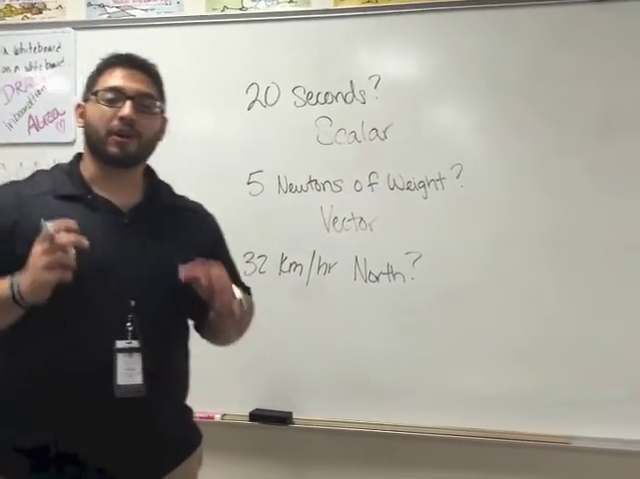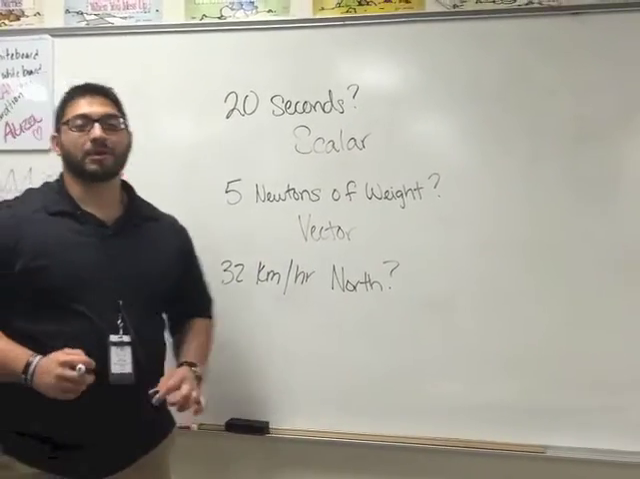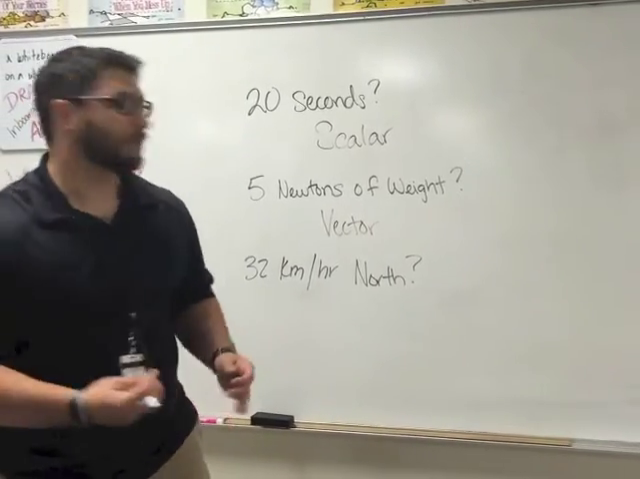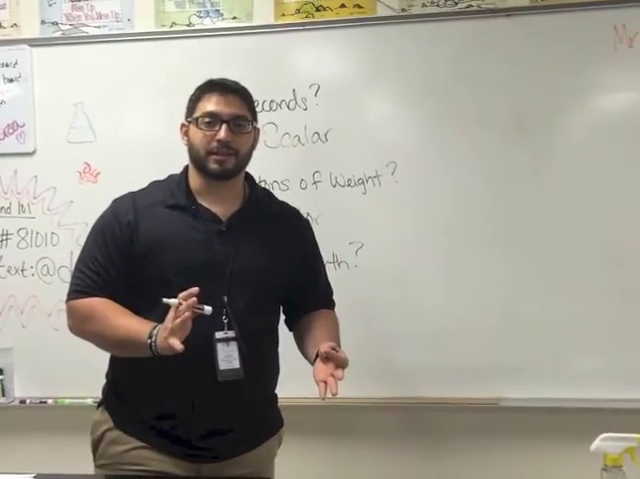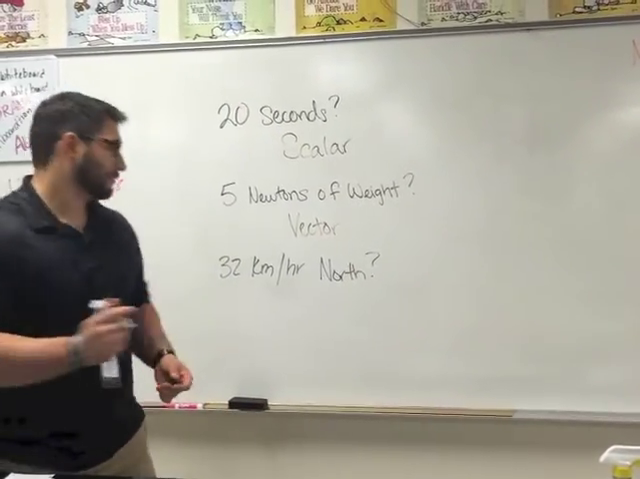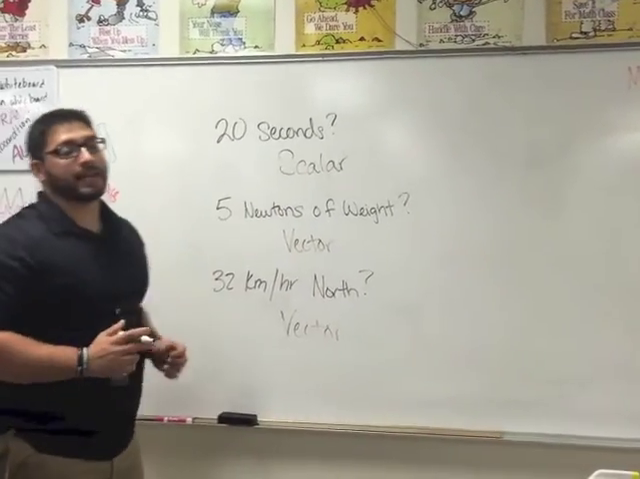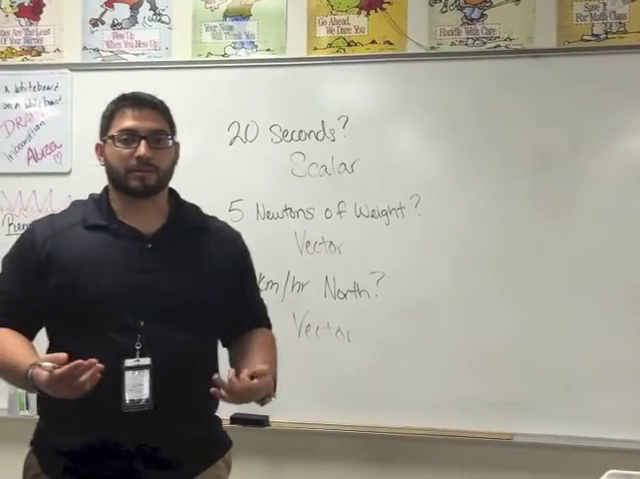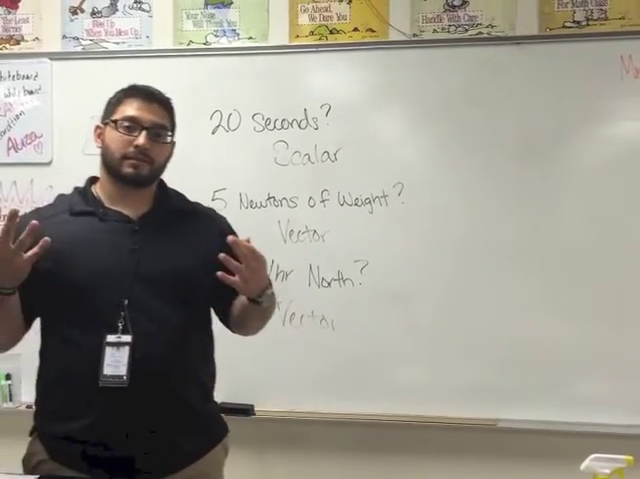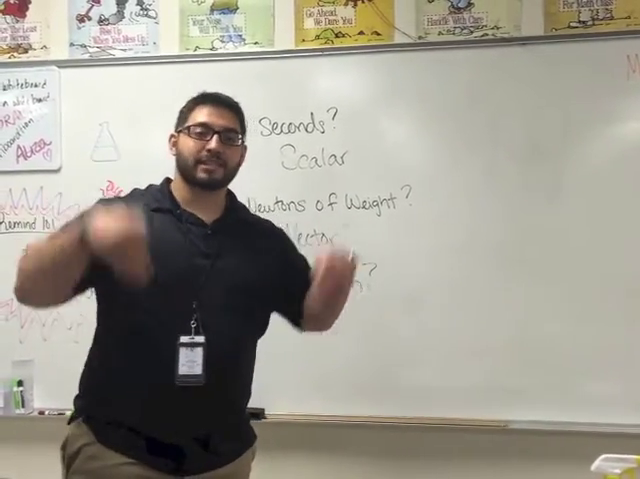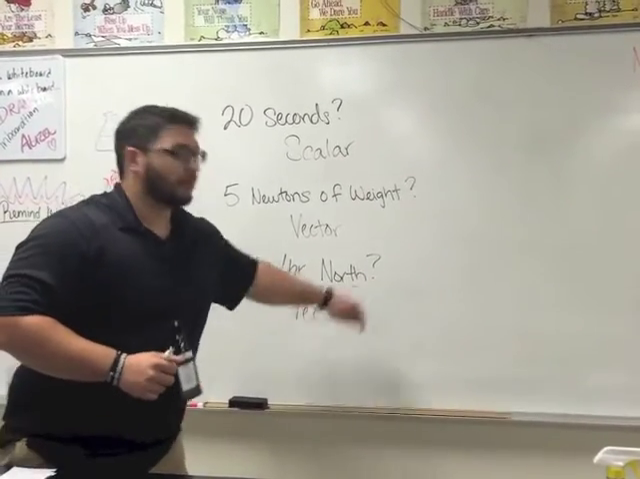And then finally we have 32 kilometers an hour north. Our magnitude, 32 kilometers an hour. Do we have a direction? Absolutely. We have north. So knowing that we have both magnitude and direction, that's going to give us a vector. So again, 20 seconds, just time. No real direction, so that's going to be scalar. 5 newtons of weight. Weight does have a pull, a direction, and that's going to be down, and that will also be vector. And then we have north. Direction.